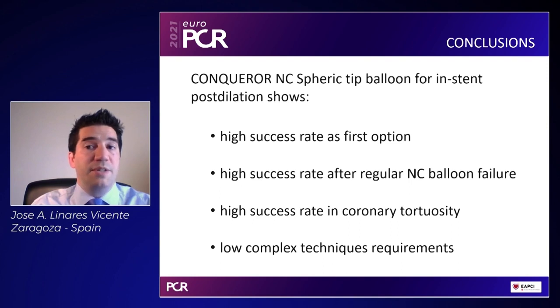In view of this result, our conclusion is that the Conqueror NC spherical tip balloon for instant post-dilation shows a high success rate as a first option, a high success rate after regular NC balloon failure, a high success rate in coronary tortuosity, and low complex techniques requirement. Thank you for your attention.